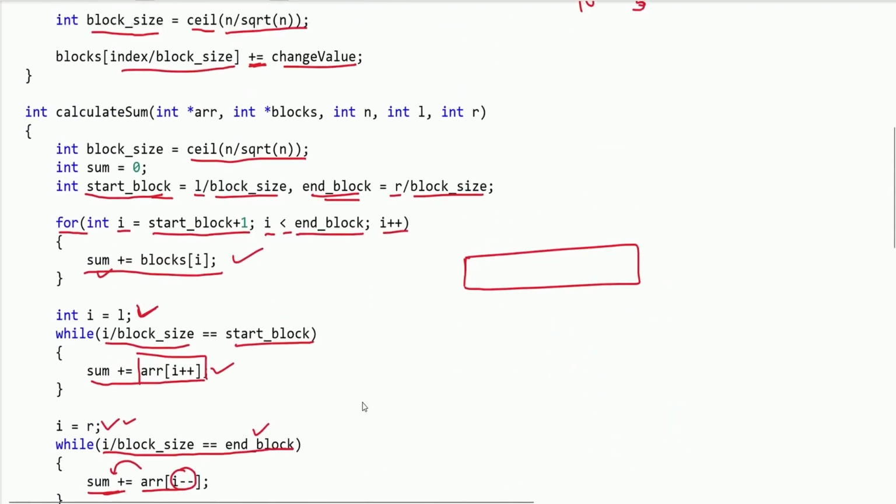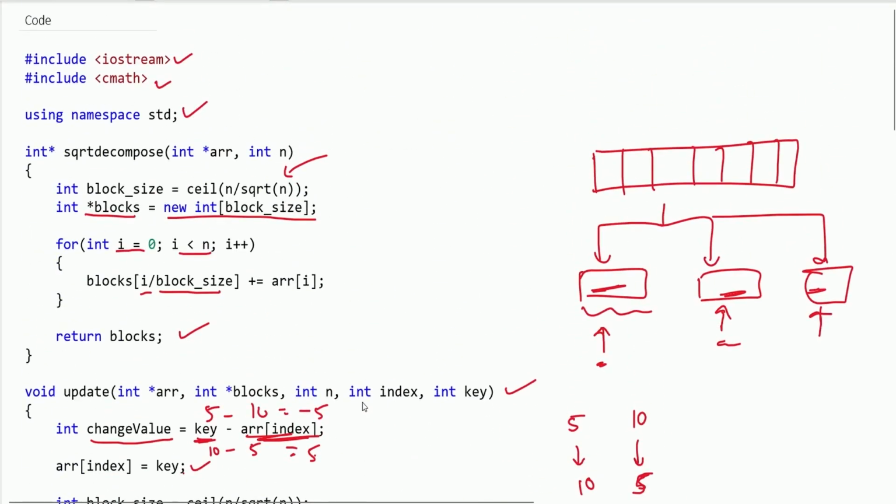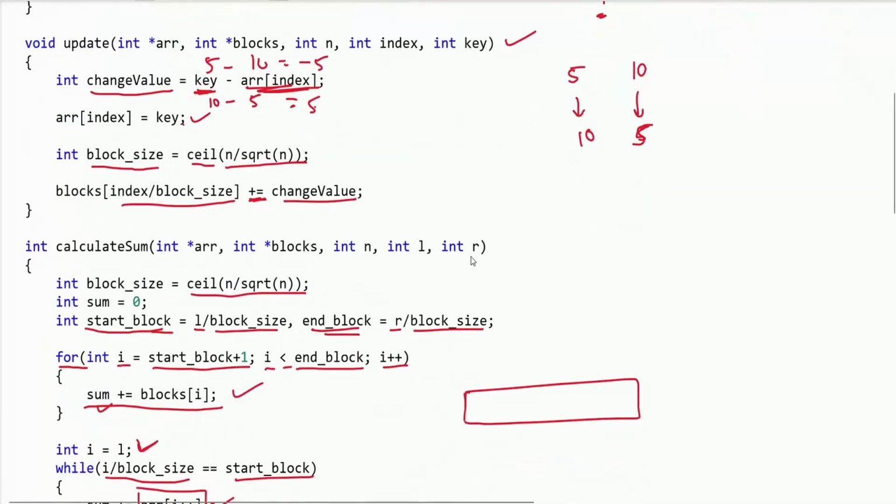Okay. Now you must be wondering that we are calculating the square root decomposition here and it is taking order of n. Yes, it is taking order of n, but it is only calculated once. It is not calculated for every query. So it will be n plus q into square root of n.